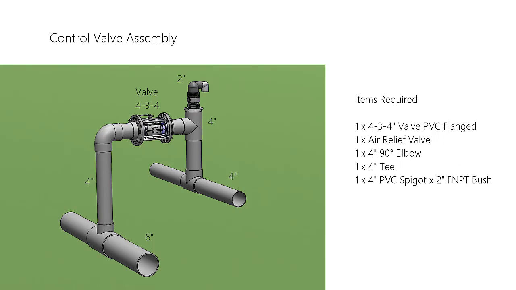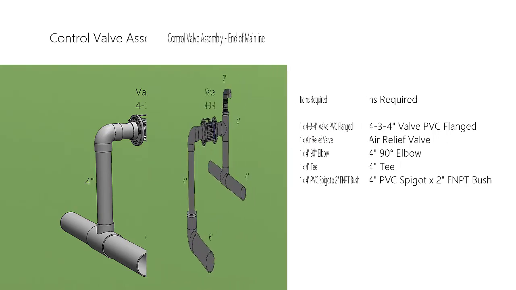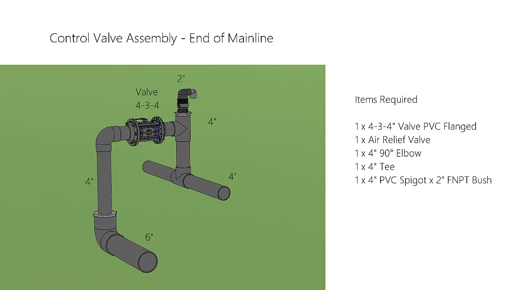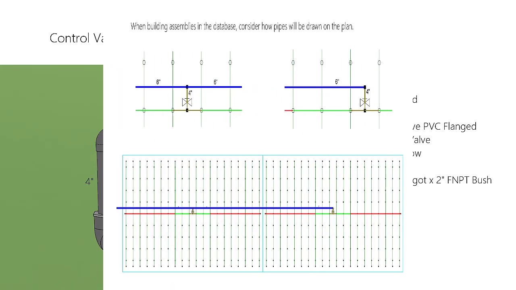Downstream of the valve, there is a tee, an air relief valve on top of the tee, then going down to a tee connecting the submain below. Very similar situation, but instead of a tee on the mainline pipe, there is an elbow.